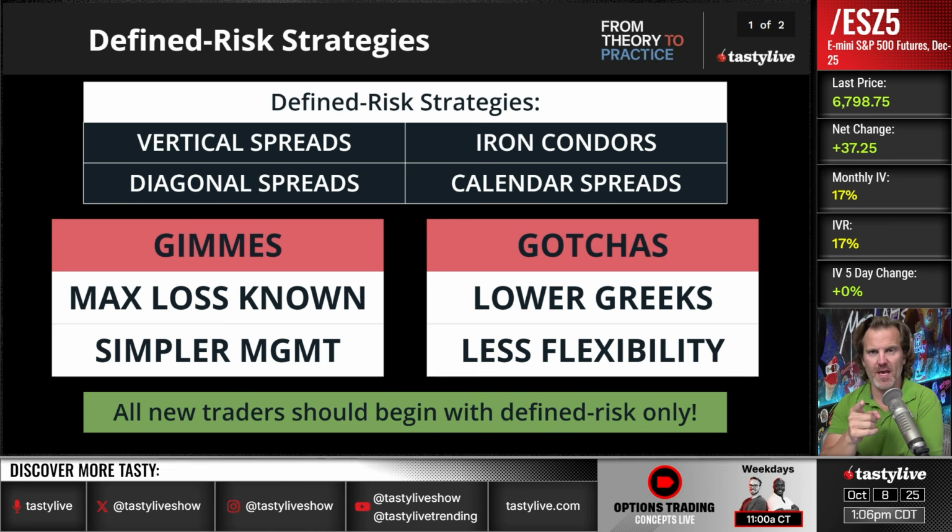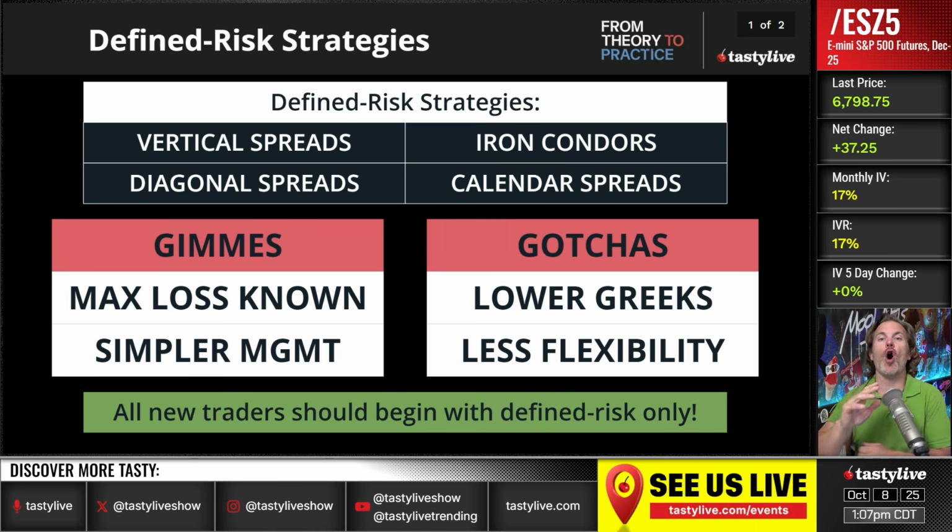All new traders should begin with defined risk strategies only. It doesn't even matter what your account size is, whether it's 10,000, 20,000, 50,000, whatever. You need to gain experience. You need to gain market awareness. And you don't want to do that with a short straddle, an undefined risk strategy. You don't want to do that with a ratio spread, another undefined risk strategy.